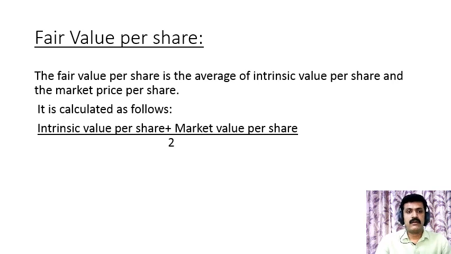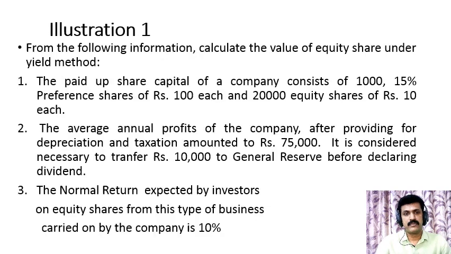Then the fair value per share. So fair value per share is the average of intrinsic value per share and the market price per share. It is calculated as follows. It is the average of intrinsic value per share as per first method and market value per share as per second method divided by 2. So it is the average of the two methods of valuation of shares of the company.